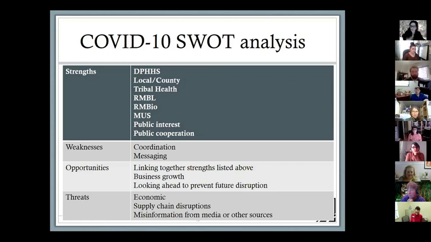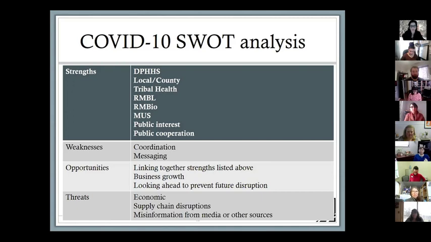Another opportunity is that these kinds of partnerships give us in our Western Montana, Missoula Valley community the ability to look ahead to prevent future disruption. When you have conversations across all of these kinds of stakeholders with the different strengths and perspectives that they bring, you can forecast the future far more effectively than if you're attempting to do that with a smaller team that's just you and your folks in your office.